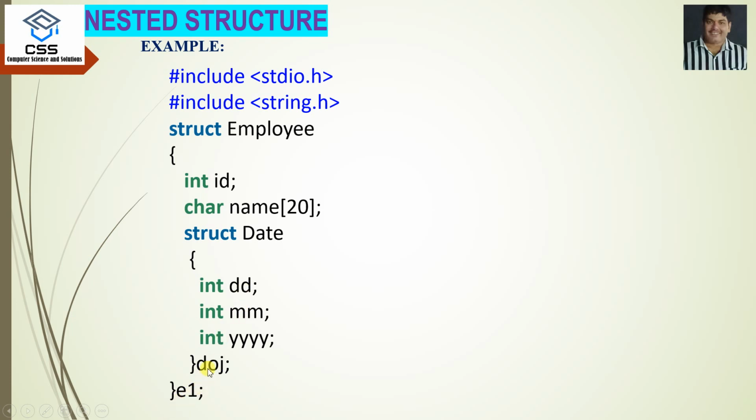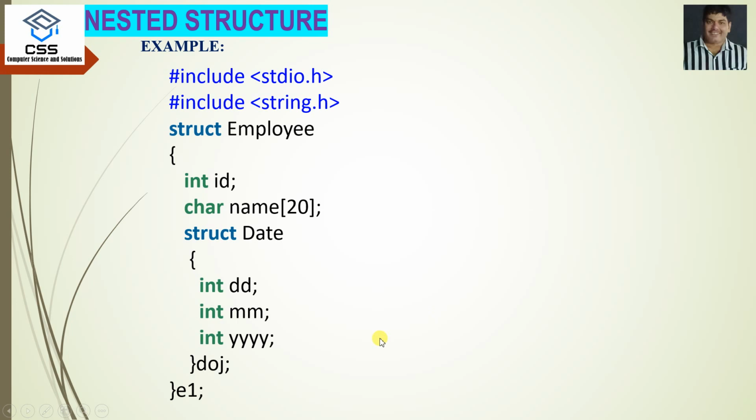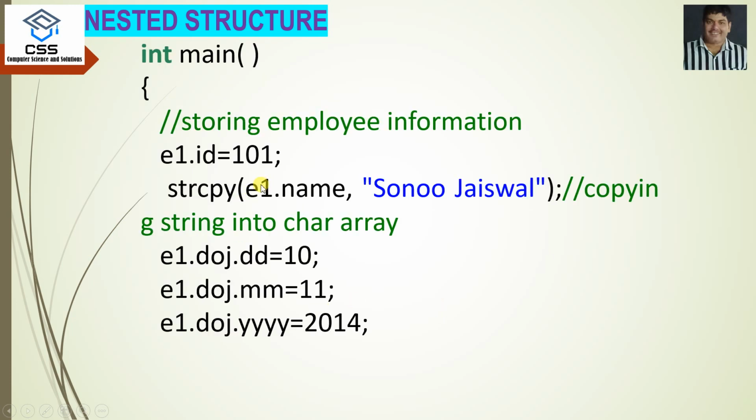e1.doj.dd, e1.doj.mm, e1.doj.yyyy. Just you see e1.id, name. e1.id, name means what? e1 is the variable of the main structure employee, and e1.id and e1.name mean we have to store the id and name.